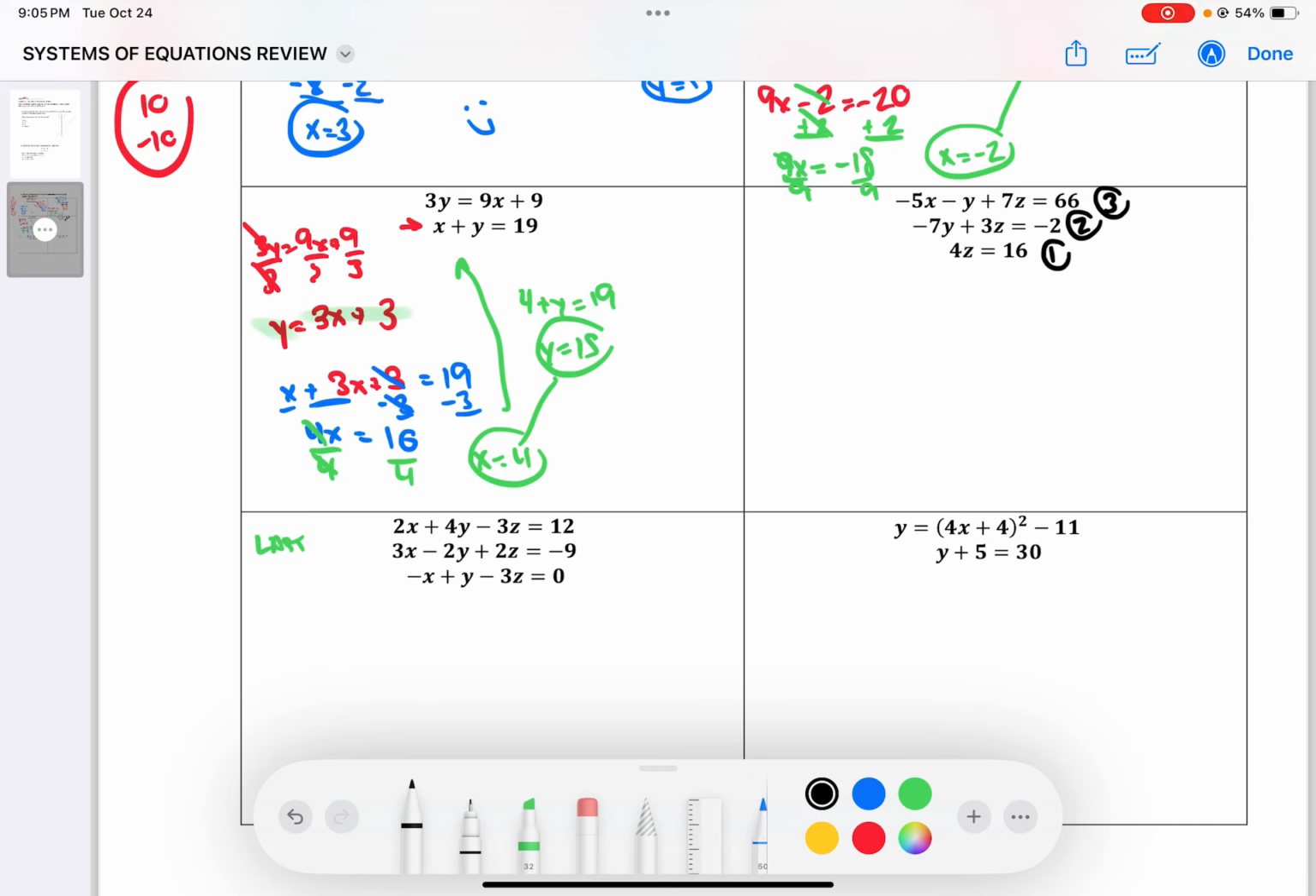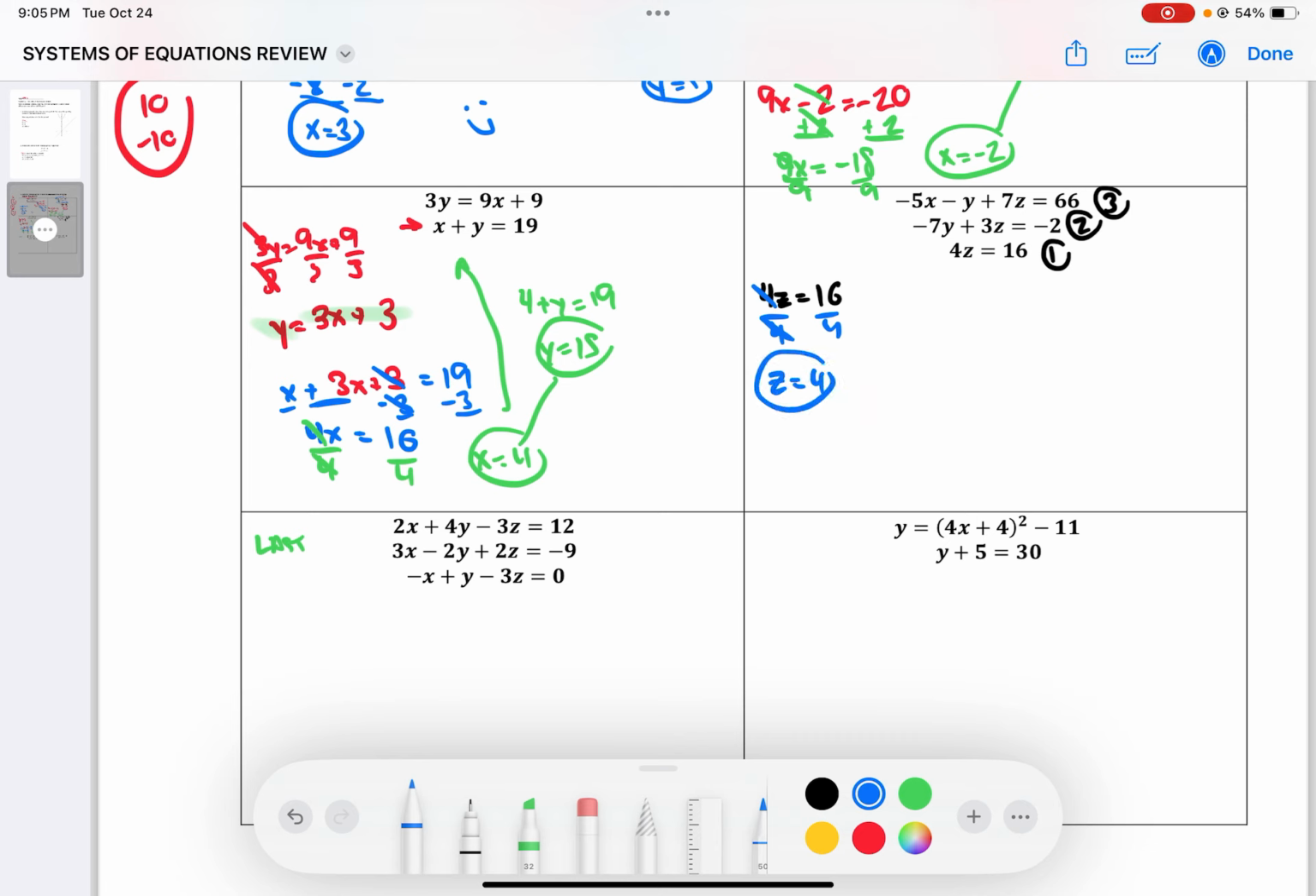And intuitively, you're probably going to gravitate towards the equation with 1 variable anyways, right? Because if it has 1 variable, then you don't have to do any of the substitution or elimination garbage, right? You just go straight to solving. So 4z equals 16, right? I can find out what z is just by dividing both sides by 4. So 16 divided by 4 is 4. So I know z is 4.